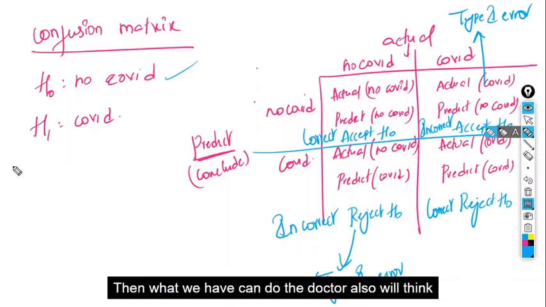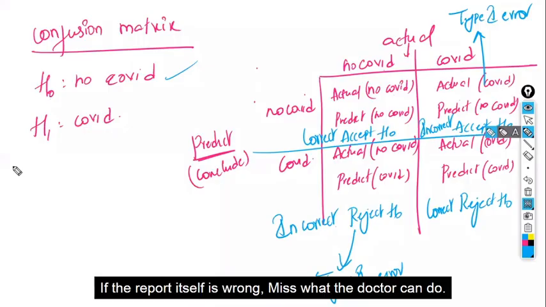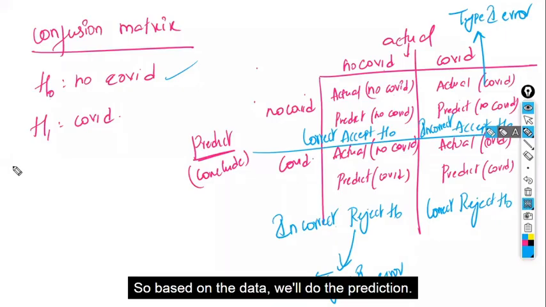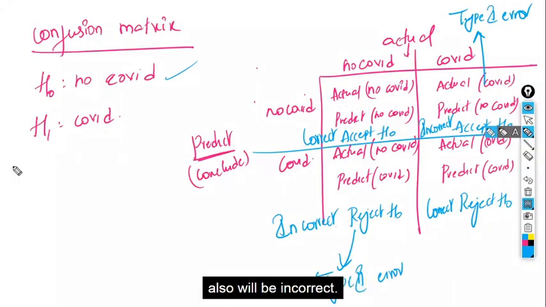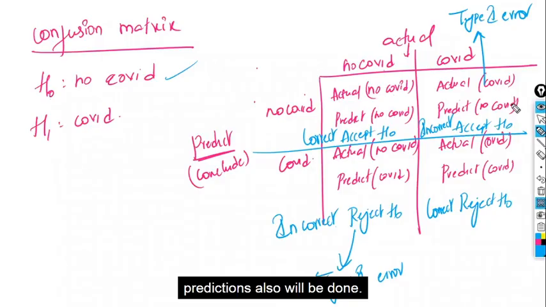The doctor will also conclude based on the report only, right? If the report itself is wrong, what can the doctor do? Based on the data, we do the prediction. If the data is incorrect, then automatically our prediction will also be incorrect. So sometimes we get correct predictions and sometimes wrong predictions will also be made.